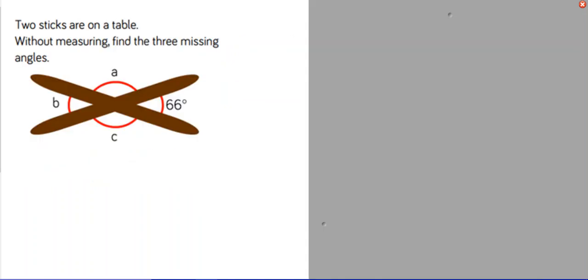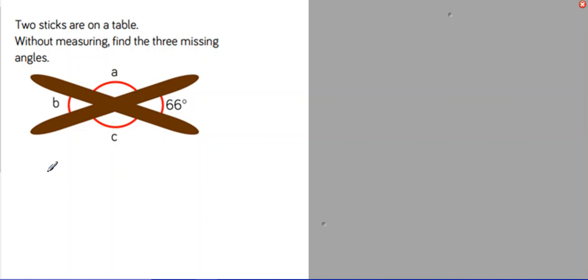Okay, the next question then. So, two sticks are on a table. Without measuring, find the three missing angles. Okay, so here we've got 66 degrees. We've got B, we've got A, and we've got C.